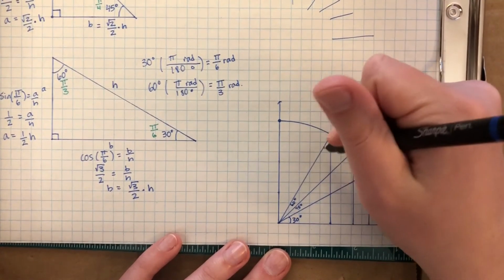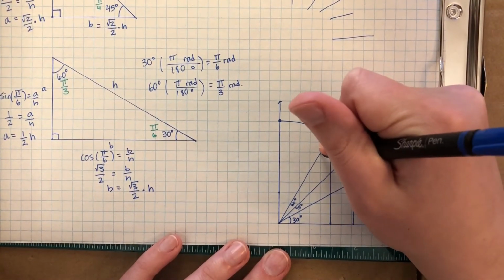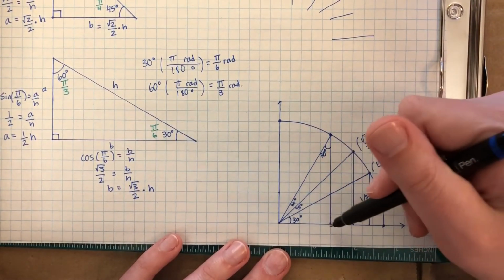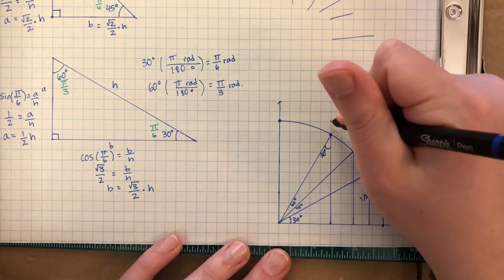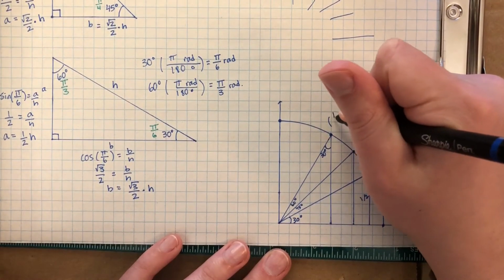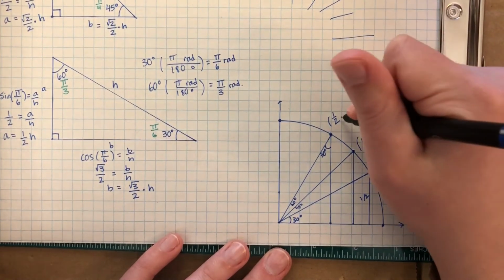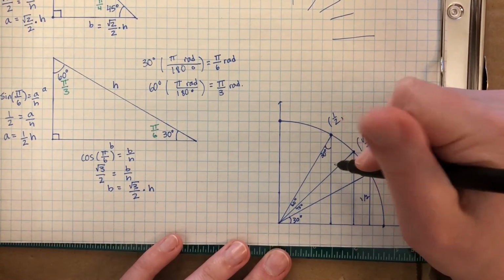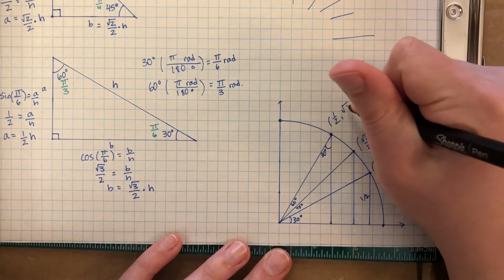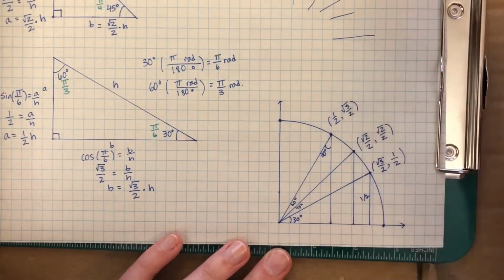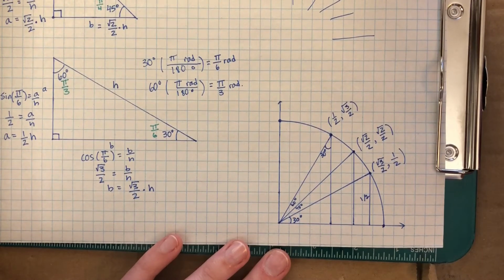Or if you want, you could think about this 30-degree angle and realize that the side opposite of 30 is 1/2 times the hypotenuse, and the side adjacent to 30 is square root of 3 over 2 times the hypotenuse. There we go.